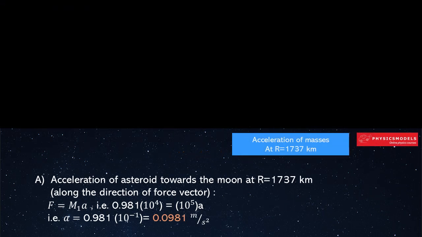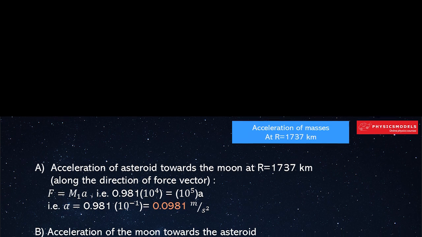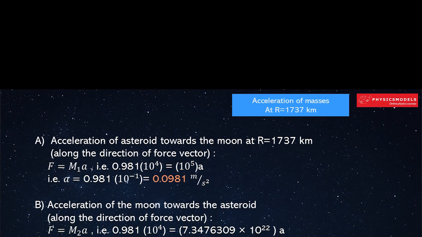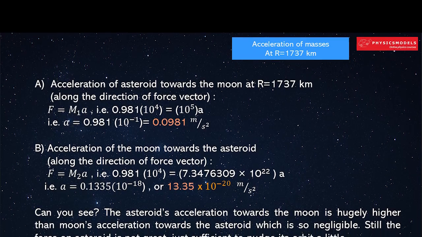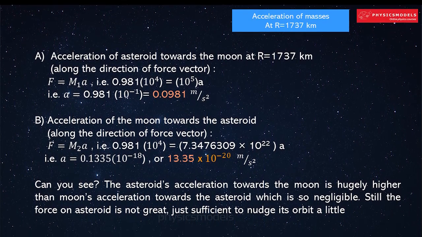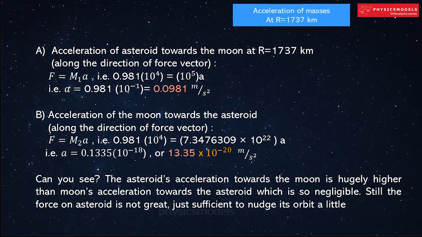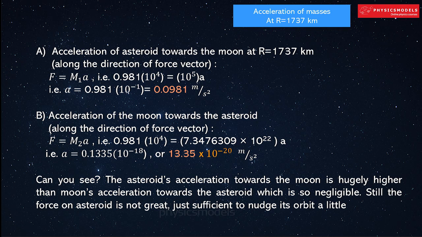Here is the calculation of the accelerations for the case 2 with the closer value of r. We can see that the acceleration has increased a lot, and the acceleration of the moon is also increased, although it is still extremely low.